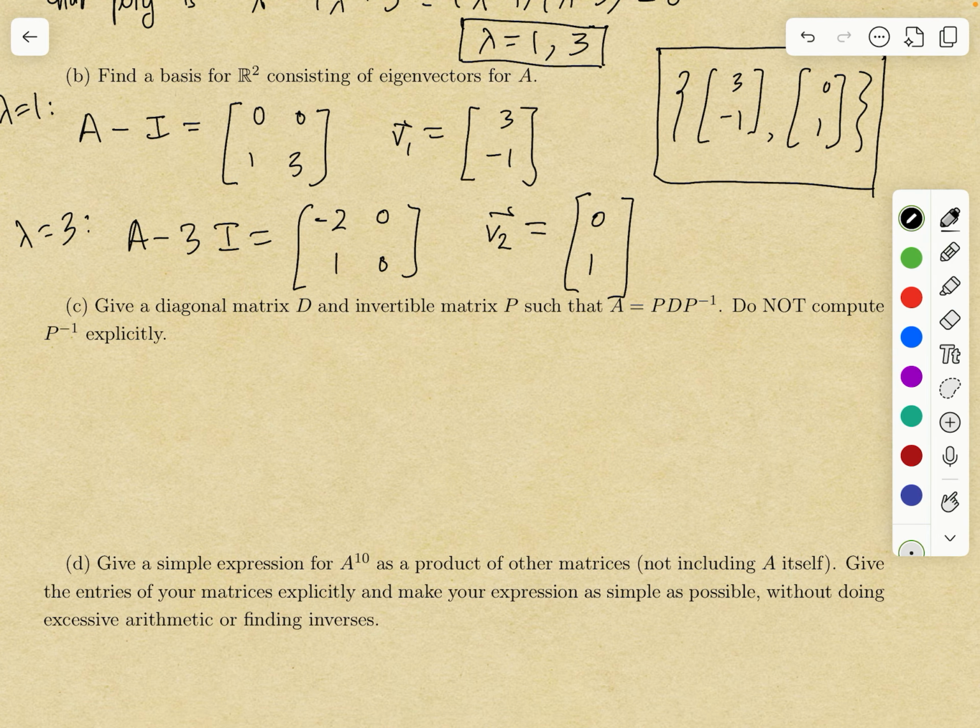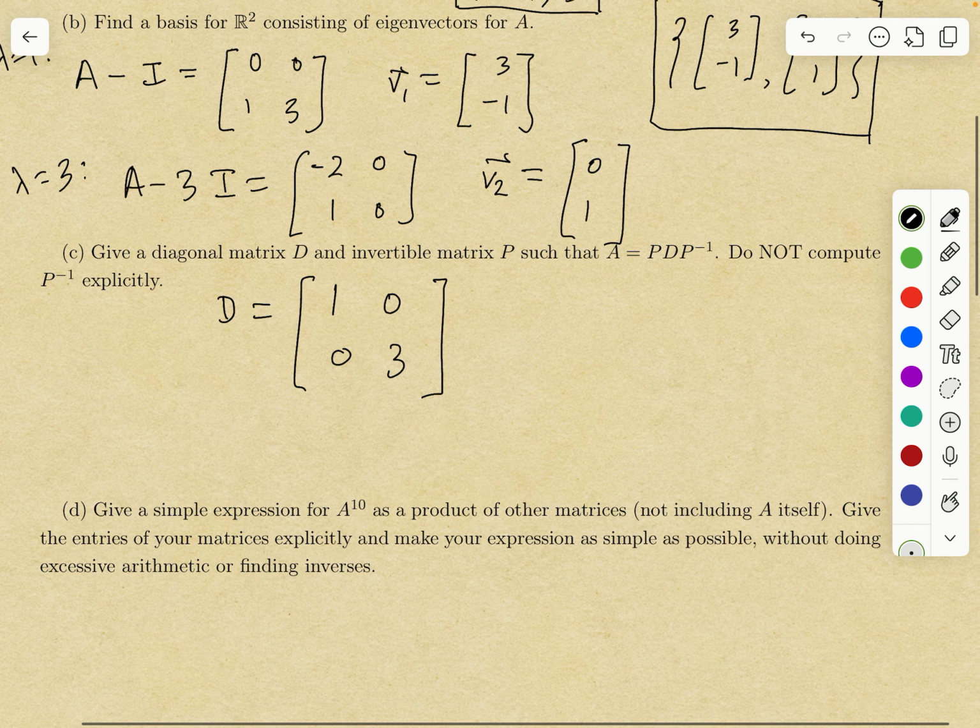Okay. Part C, give a diagonal matrix D and invertible matrix P such that A equals PDP inverse. Do not calculate P inverse explicitly. Well, that's easy once you do A and B, because D is going to be the diagonal matrix where you have the eigenvalues as the diagonal entries, so 1, 3, 0, 0, and then P is going to be the matrix where you put the eigenvectors, as long as you put them in the right order.